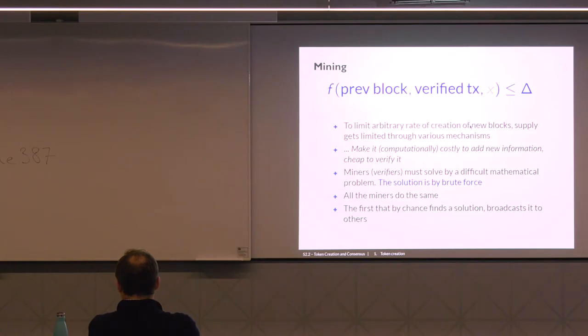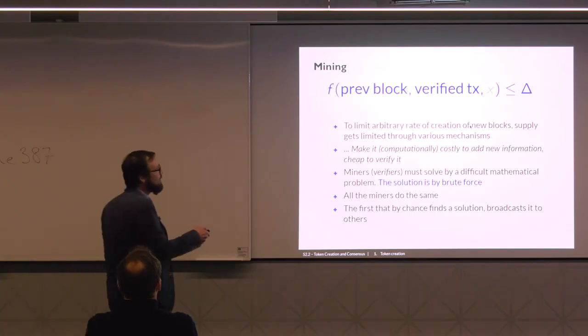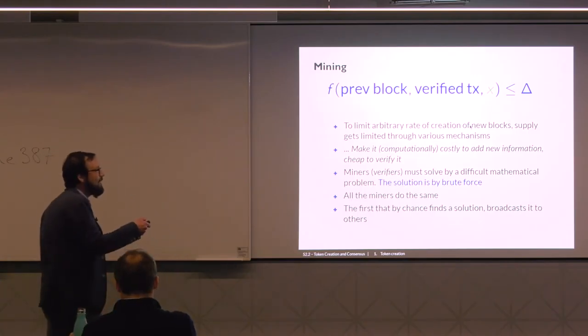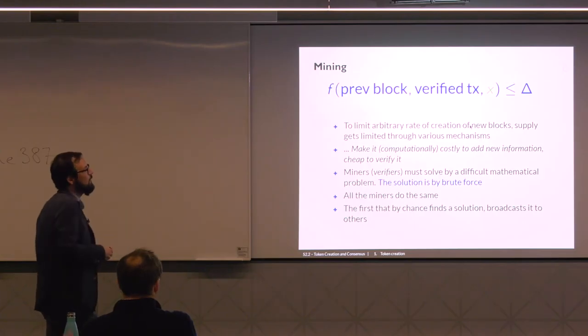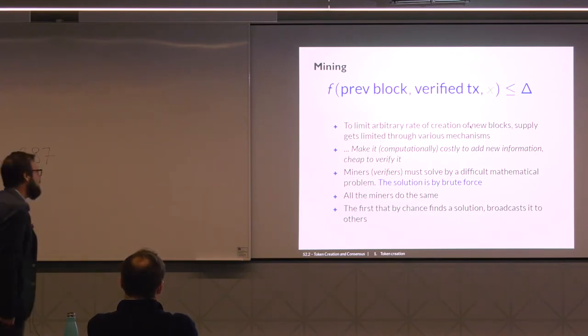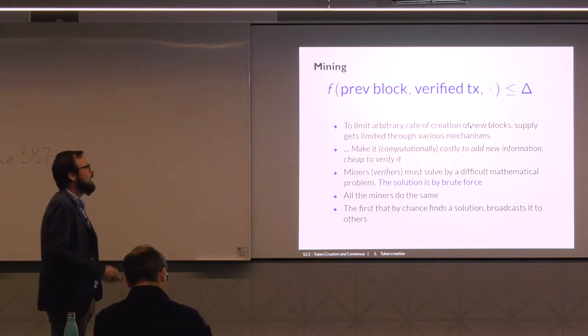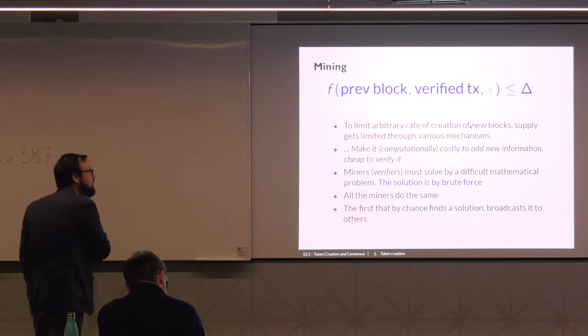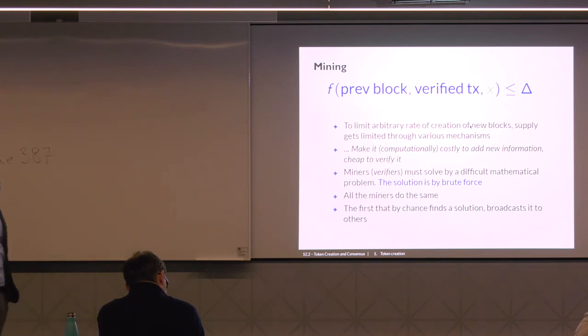The value of difficulty, remember, I say that mining is created in order to arbitrarily limit the number of blocks that we create per unit of time. The level of difficulty is adjusted regularly, every 2 weeks in the case of Bitcoin, in such a way that, given the total computational power that you have in the system, the rate at which new blocks appear and are appended to the blockchain is known.